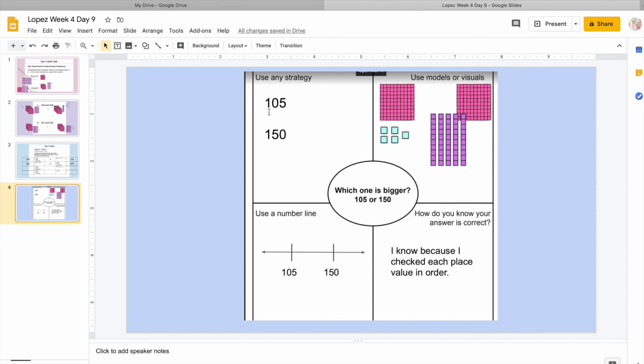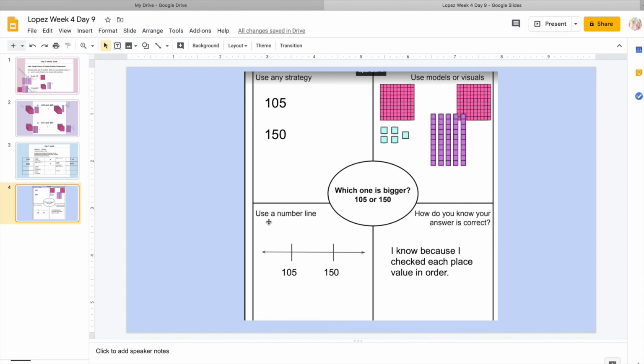Well, starting with the hundreds column, we have a 1 in each, so we know that value is the same. So we need to move over to the tens column, where we have a 0 and we have a 5. Because it's asking us which one is bigger, well, 5 is greater than 0, so we know 150 is the largest number. And again, it wants us to determine that based on models or visuals. Here we have our base 10 blocks where we're representing 105 and then 150. And as you can see, 150 base 10 blocks is more than 105 base 10 blocks.